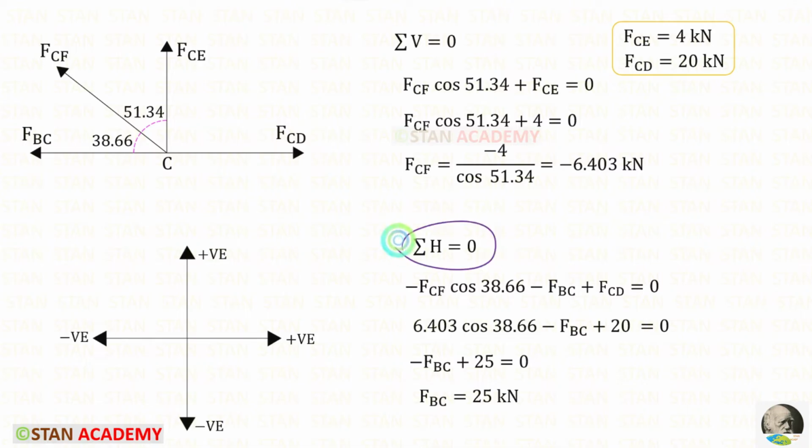Now let us apply this rule. FCD is acting towards the right side, so it will be positive. FBC is acting towards the left side, so it will be negative. FCF is inclined. We have to resolve that in the horizontal direction. To keep it horizontal, we need this angle. So with the FCF, we have to multiply cos 38.66. Since it is acting towards the left side, it will be negative. We can apply the value of FCF. Here already there is negative. So negative into negative, it will become positive. And let us apply the value of FCD. For FBC, we will get 25 kilonewton.